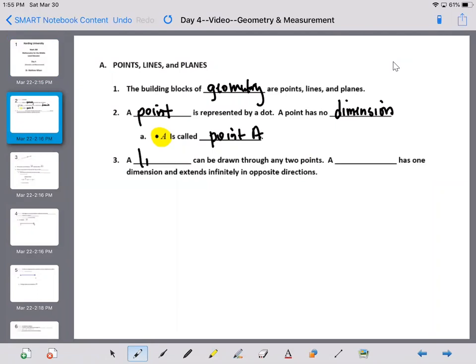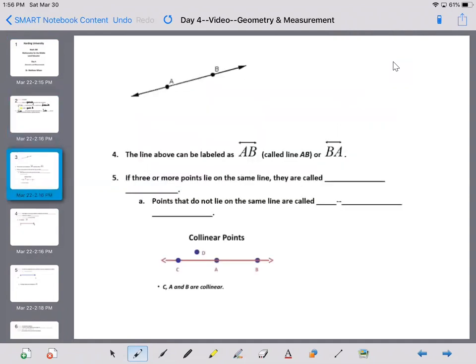Now when we talk about a line, a line can be drawn through any 2 points. And a line has one dimension and extends infinitely in opposite directions. And we'll see an example here where we call this line AB, or we can call it BA. And notice the notation above the A and the B.